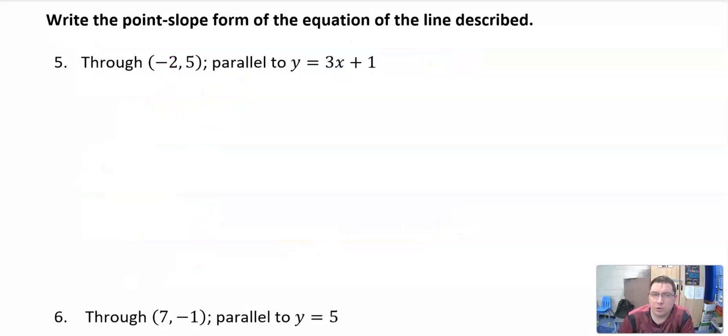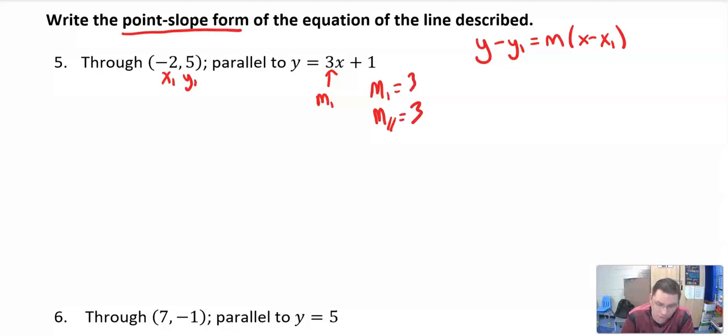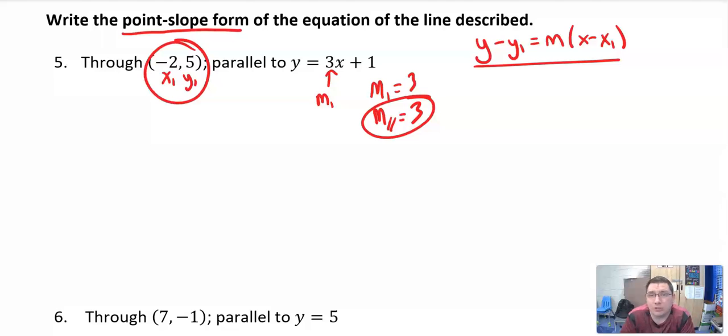These two examples, we're going to write the point-slope form of the equation of the line described. Remember that point-slope form is y minus y sub 1 is equal to m times x minus x sub 1. And so we're just going to take our information. We have our point already. This is our x sub 1 and y sub 1. And my slope of the original line is 3. So m sub 1 equals 3. But also my m of the parallel line is 3, right? So we're going to take this point and this slope and plug it into point-slope form.